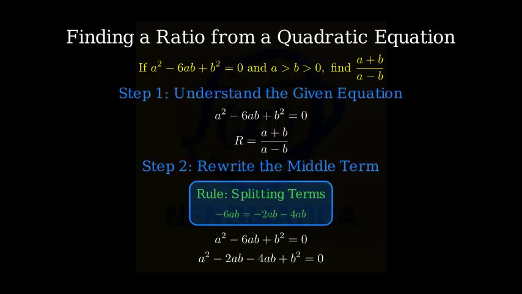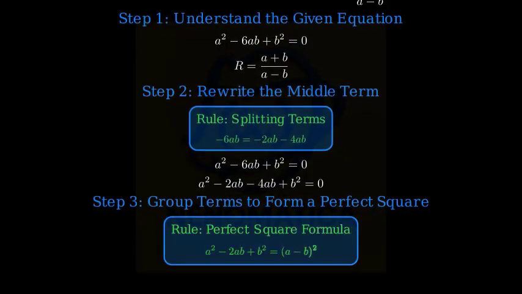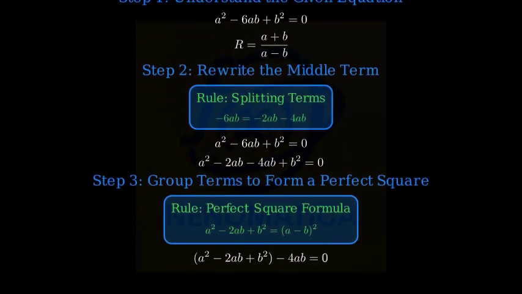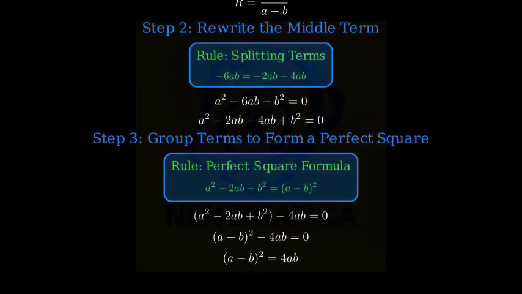Now, we can use the perfect square formula, which states that a² - 2ab + b² equals (a - b)². So in our equation, we can group the first three terms, a² - 2ab + b², which is equal to (a - b)². This gives us (a - b)² = 4ab.